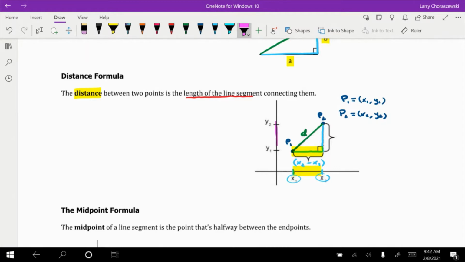Likewise, the difference of the y-coordinates would give us the length of the other leg of the right triangle. Okay, so that little section of the y-axis between y1 and y2 lines up with the length of that part of the right triangle. And as an expression, that would be given as y2 minus y1.